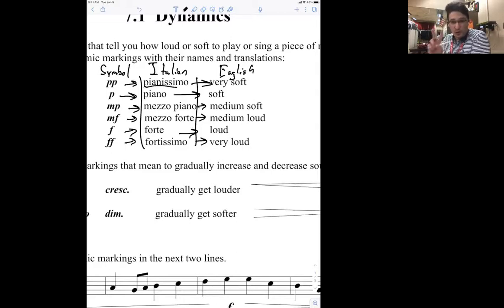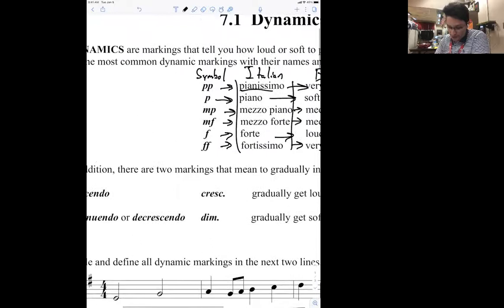So if you can remember two terms, the two most important terms are piano and forte. And if you can remember those two terms, you should be able to get your way through all of your dynamics, all the way from very soft to very loud. So piano means soft, and we can add prefixes or suffixes to this to make it mean medium loud, medium soft, or very soft, or very loud, okay?